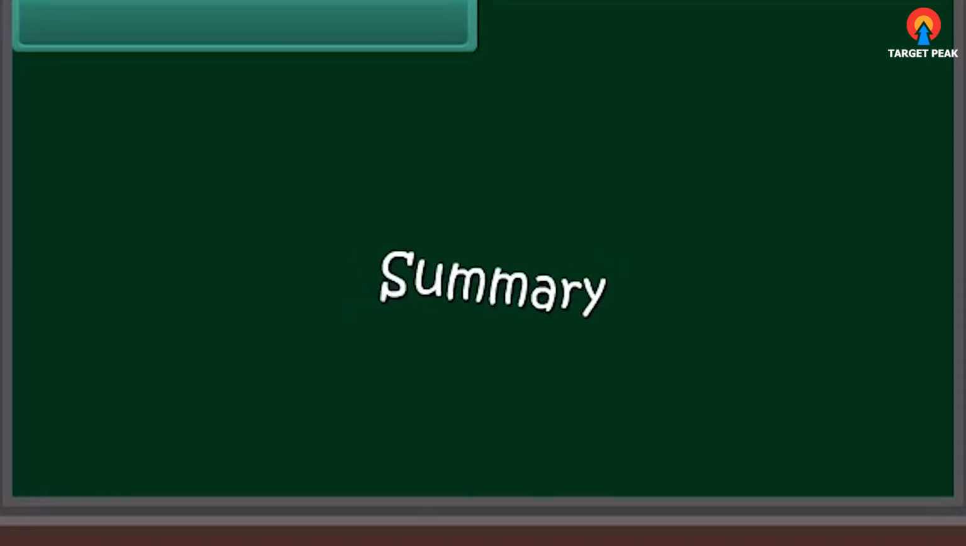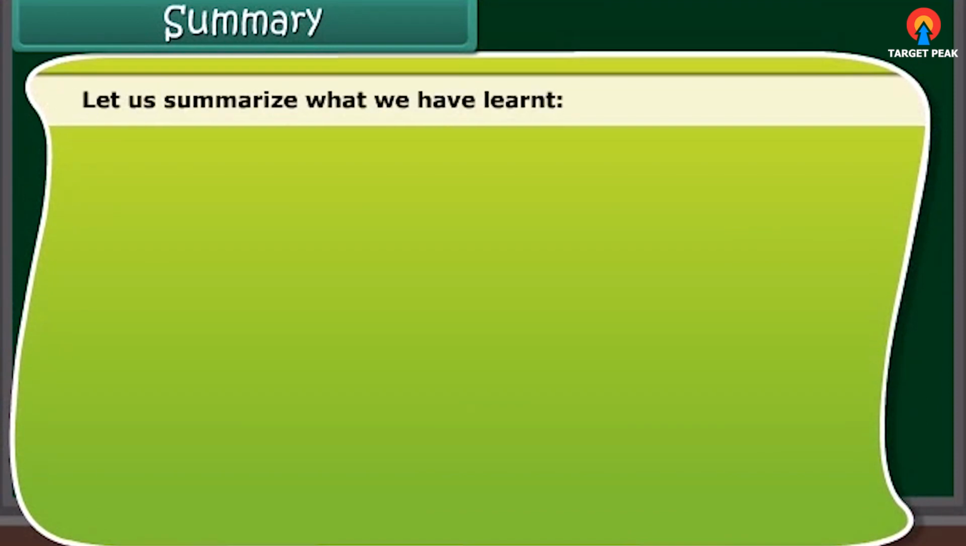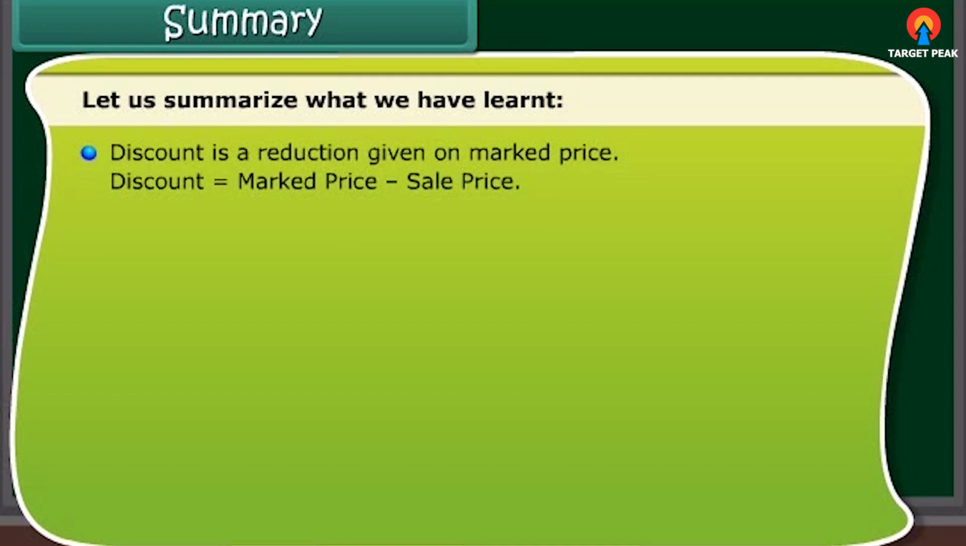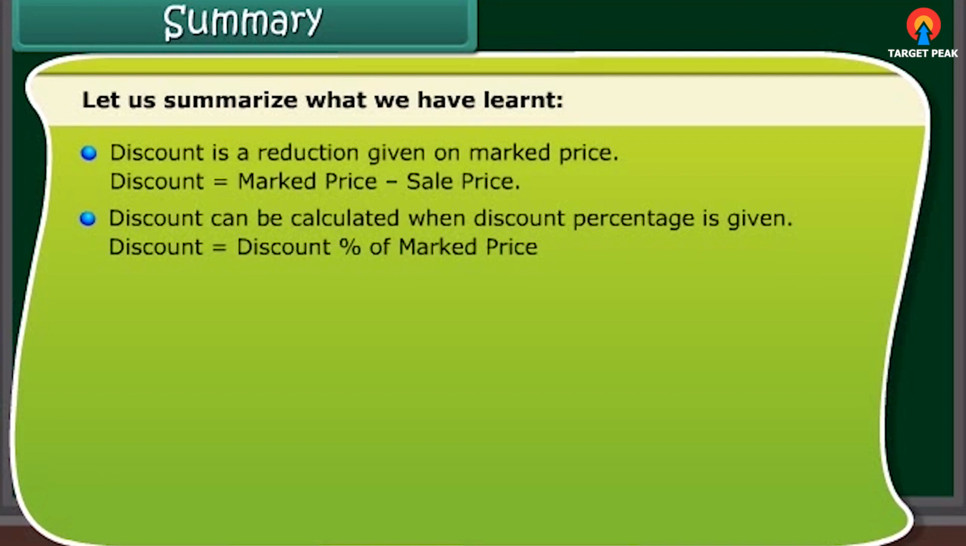Summary. Let us summarize what we have learned. Discount is a reduction given on the marked price. Discount = marked price − sale price. Discount can be calculated when the discount percentage is given. Discount = discount percentage of marked price.